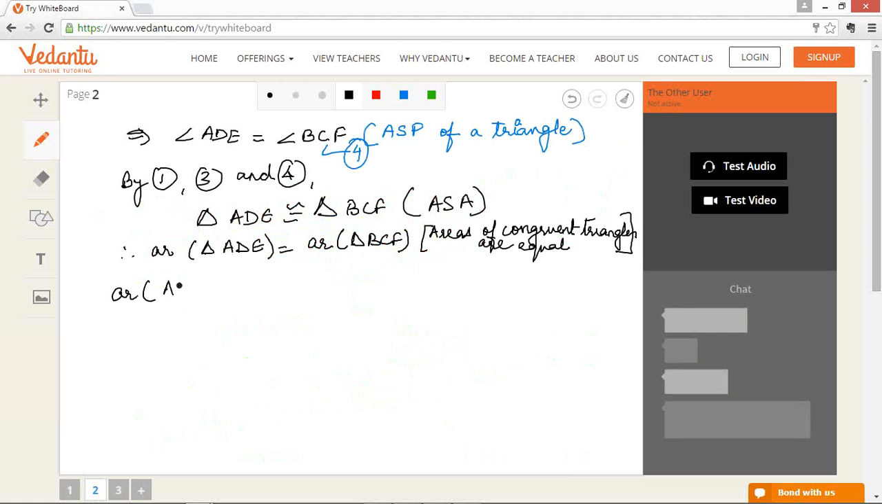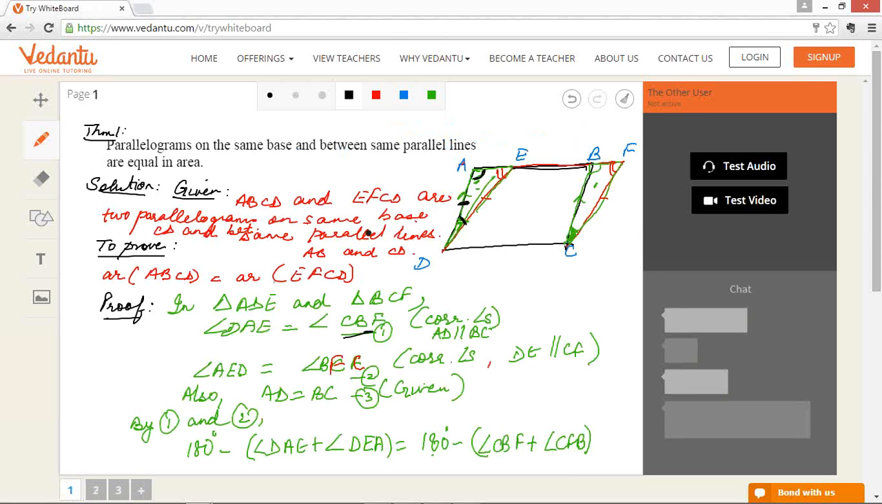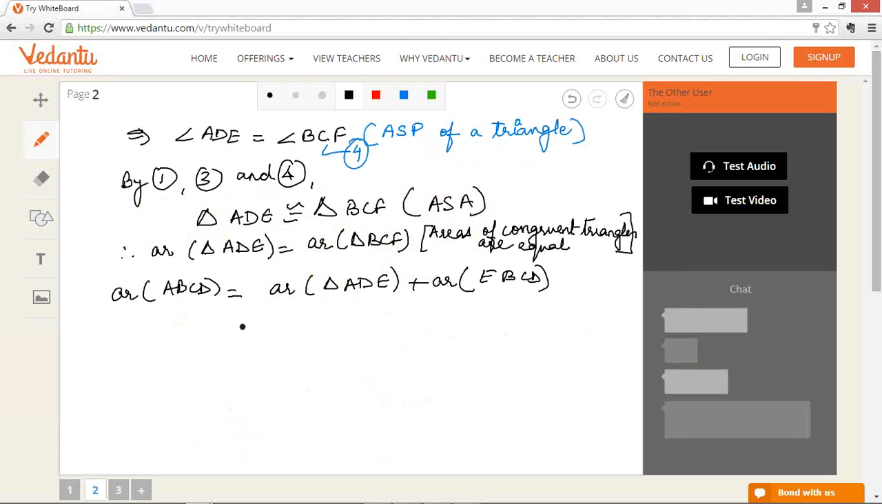So we start with area of parallelogram ABCD. We'll break it up as area of triangle ADE plus area of quadrilateral EBCD. I'll move back just to make you aware. Area of ABCD is equal to ADE plus EBCD. That's very obvious from the image. So if I mark this as 5, by 5 I can replace area of triangle ADE with area of triangle BCF. So the reason is by 5.